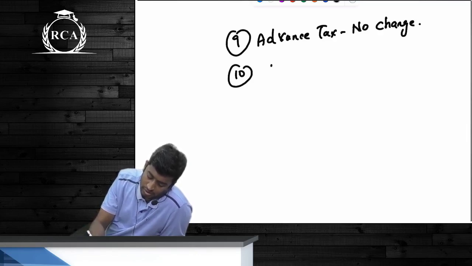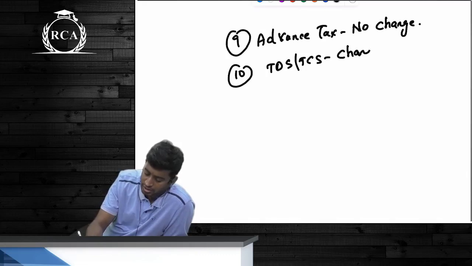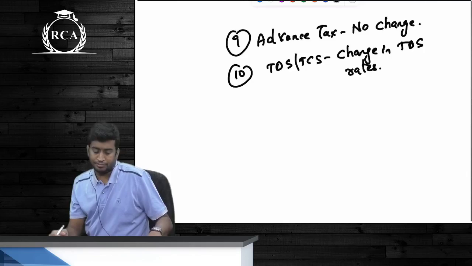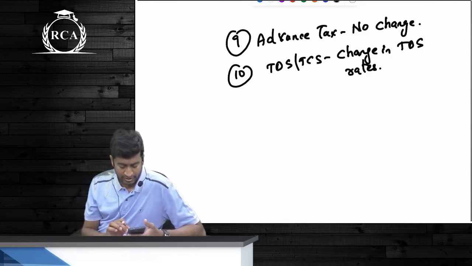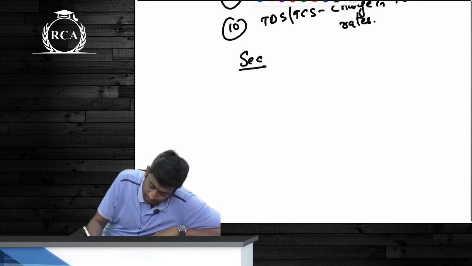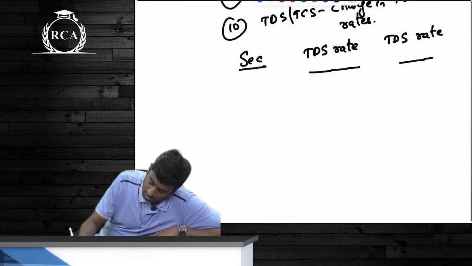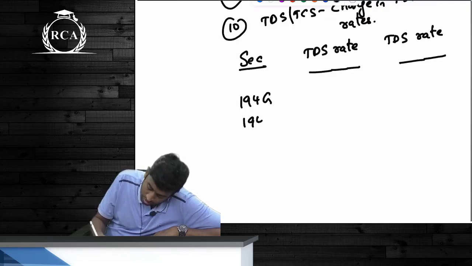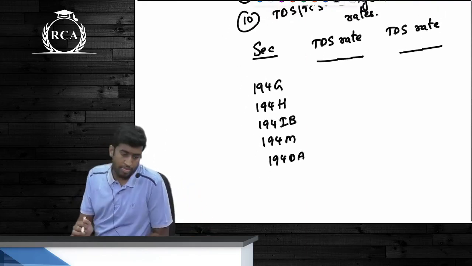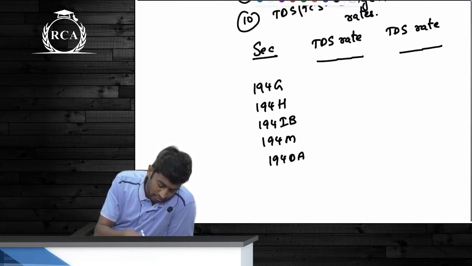Next, TDS, TCS, there is a change. TDS rates have changed. Do you remember any TDS sections? Do not copy until I complete. Which section is this? Tell me please. Section 194G, commission on lottery tickets. Do you remember?